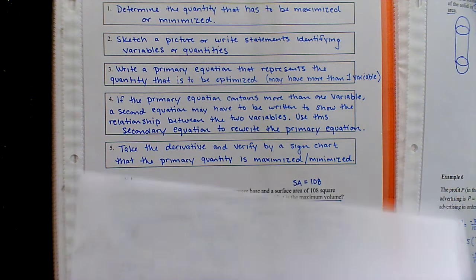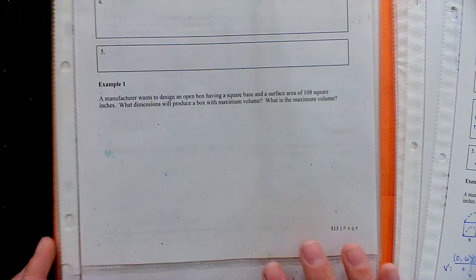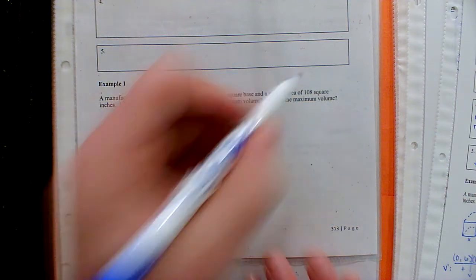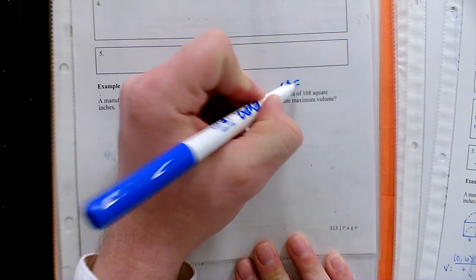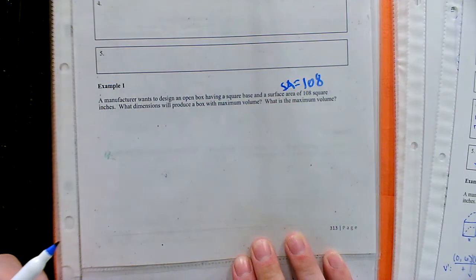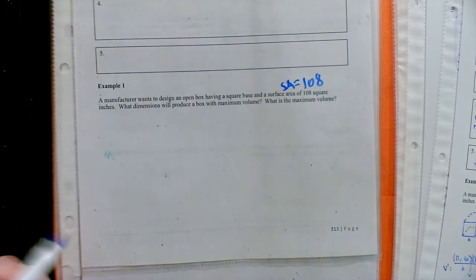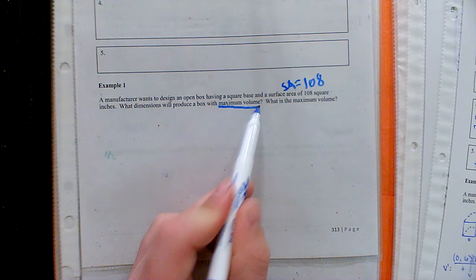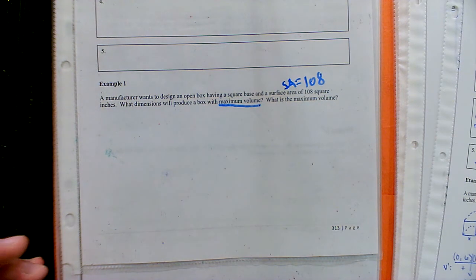Alright, so let's take a look at the first problem. So example 1. A manufacturer wants to design an open box having a square base and a surface area of 108 square inches. What dimensions will produce a box with maximum volume? What is the maximum volume? So they tell us up here the surface area that we have needs to be 108. What dimensions will produce a box with maximum volume? And then we want to find that volume.